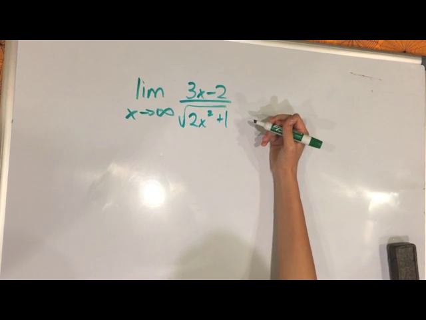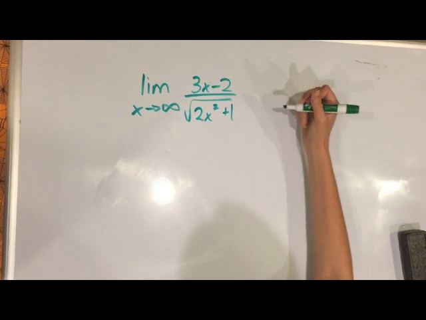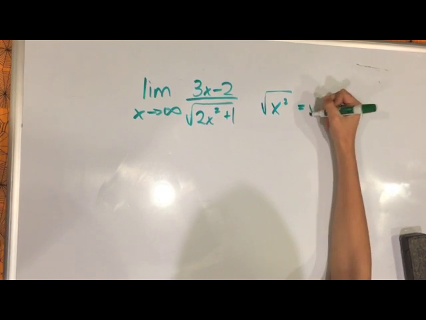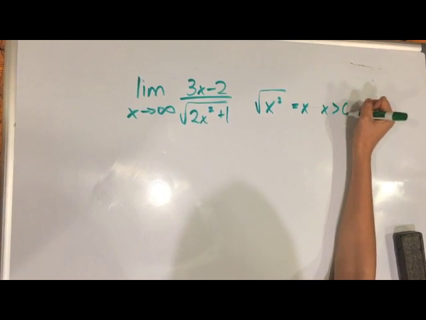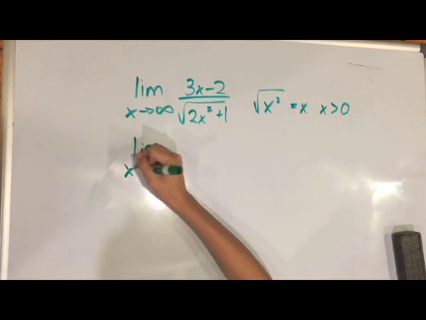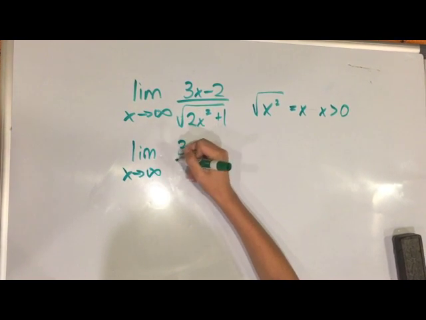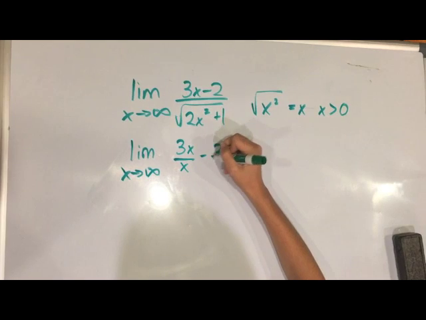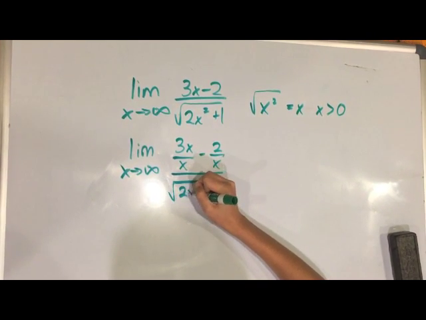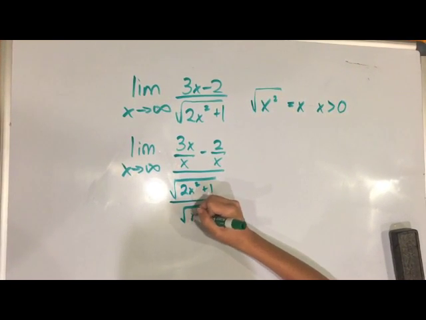Now in solving this kind of problem, we need to remember that when we divide the top and the bottom by the highest power in the denominator, the square root of x squared equals x when x is greater than 0. So the next step would be the limit as x approaches infinity of 3x over x minus 2 over x, all over the square root of 2x squared plus 1 all over the square root of x squared.